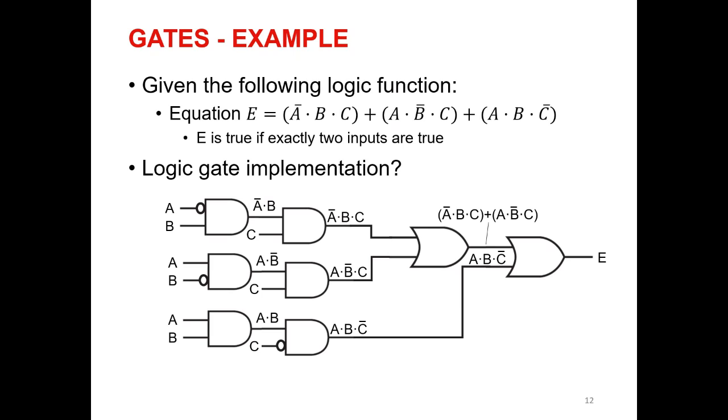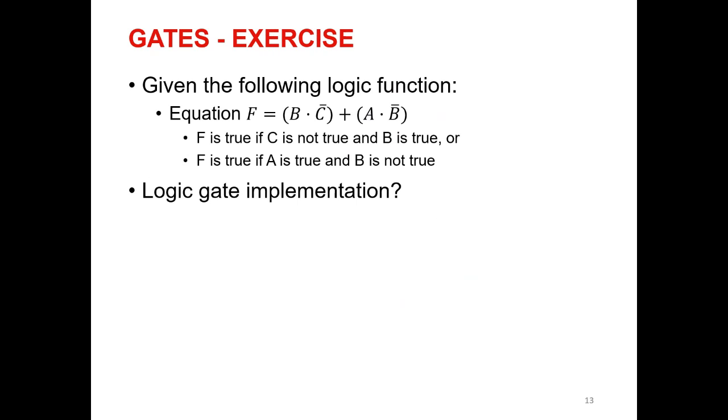So now I propose you an exercise. I want you to do something similar, but in this case, I would like that you use this other equation. You implement with logic gates equation F, which says that F is true if C is not true and B is true, which is the first part of the equation, or F is true if A is true and B is not true, which is the second part of the equation. So what will be the logic implementation of this equation? I give you some time.